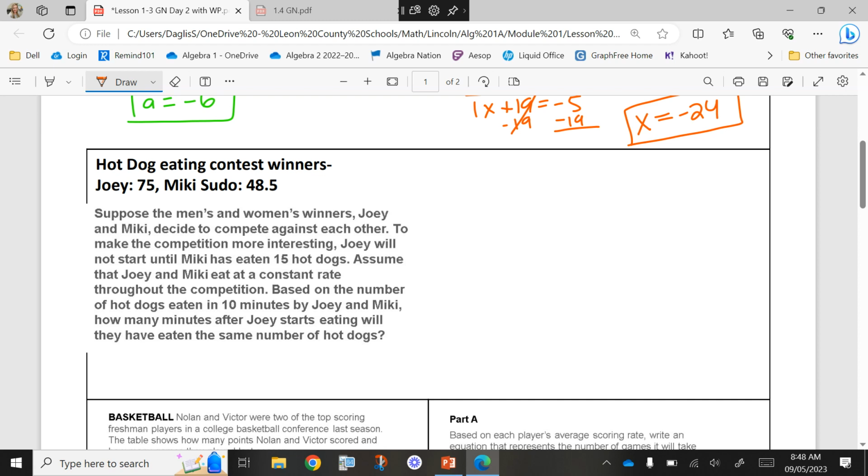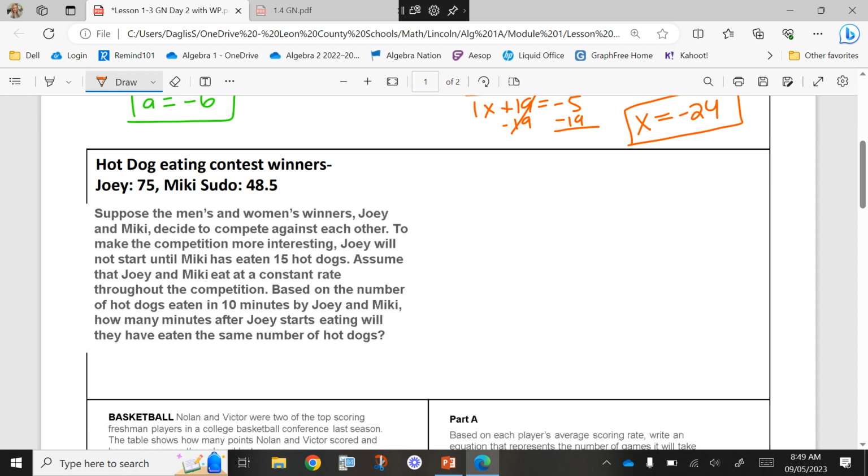Assume that Joey and Mikey eat at a constant rate throughout the competition. Based on the number of hot dogs eaten in 10 minutes by Joey and Mikey, how many minutes after Joey starts eating will they have eaten the same number of hot dogs? Okay, there's a couple things we have to figure out here. They've told me how many they eat in 10 minutes. Joey is going to eat 75 hot dogs in 10 minutes. Mikey is going to eat 48 and a half hot dogs in 10 minutes.